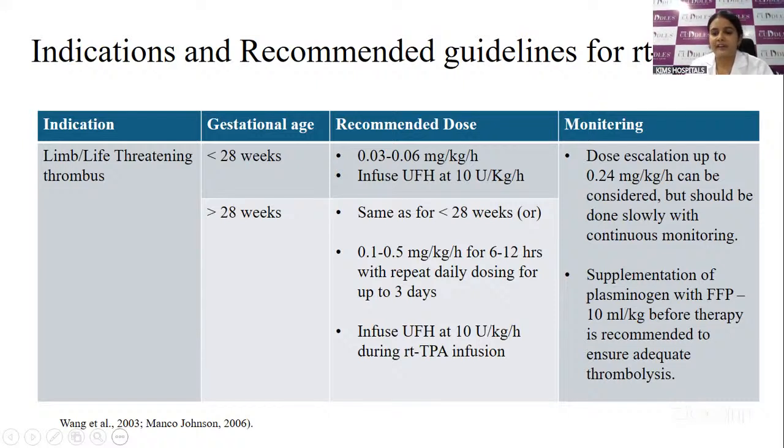Under monitoring, dose escalation up to 0.24 mg per kg per hour can be considered, but it should be done very slowly with continuous monitoring. To increase the plasminogen activity, that is the thrombolytic activity, infusion of fresh frozen plasma at 10 ml per kg before the therapy is recommended.